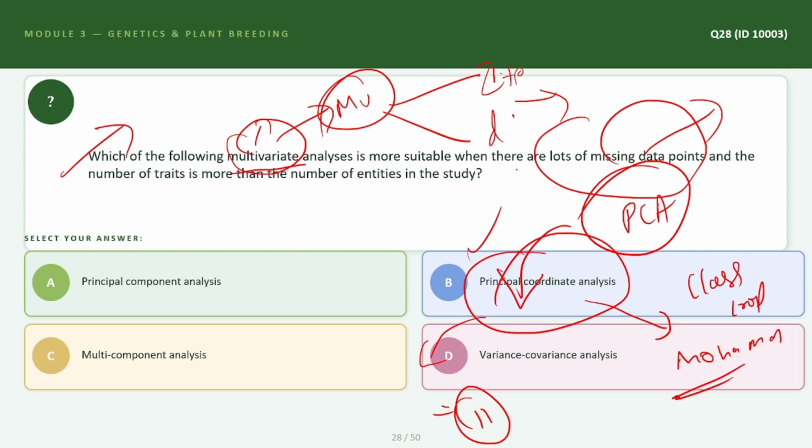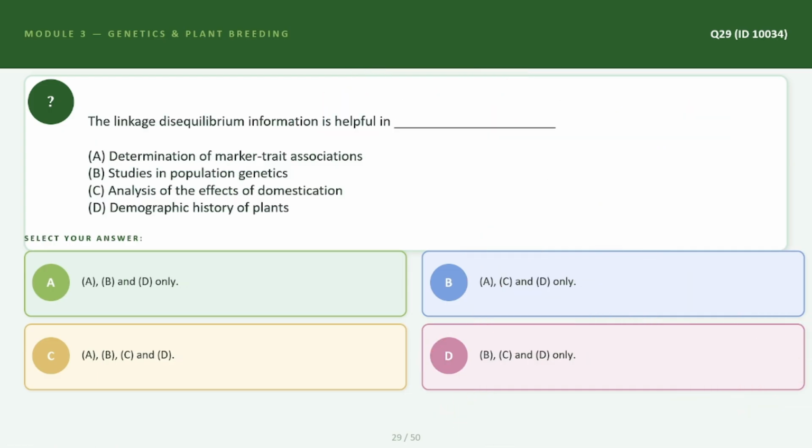Genetic diversity approaches in plant breeding. I think the paper name is Mohammadi et al. 2003. It is clearly present, this type of information is there. Then linkage disequilibrium information. This is also a very straight question.